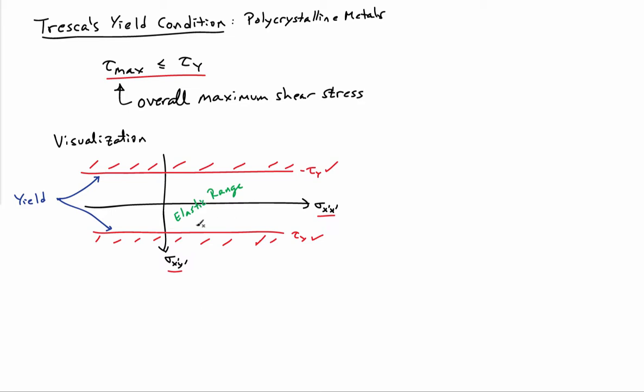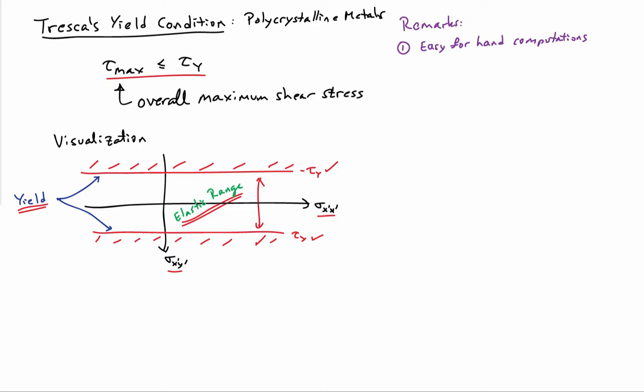So if you're inside these two lines here, then we're in the elastic range. In other words, if you draw the Mohr circles and they are between the two horizontal lines here, then we'll have an elastic state of stress. And as soon as the circles touch that line, then we're going to have yield in the system. So this is the idea of Tresca's yield criteria. So basically, to evaluate it, you have to draw the Mohr circle for the system.